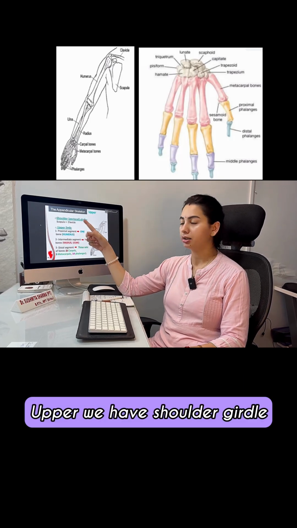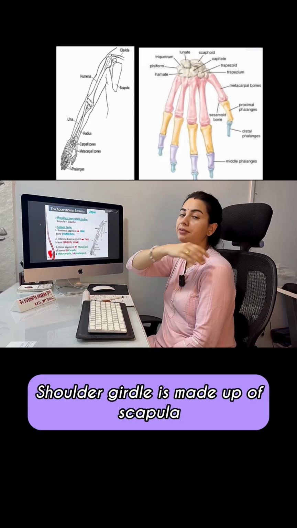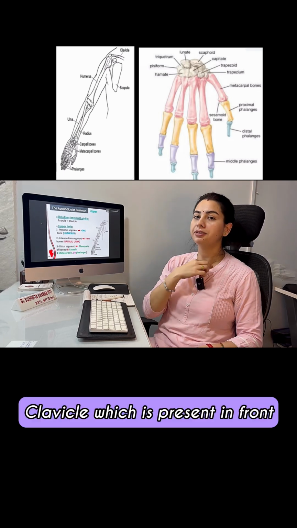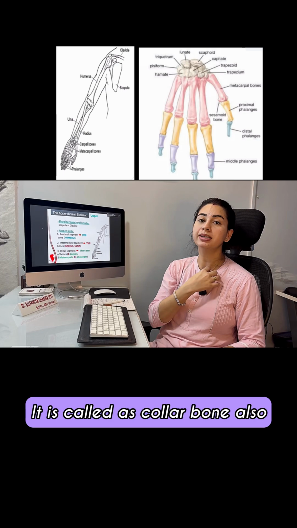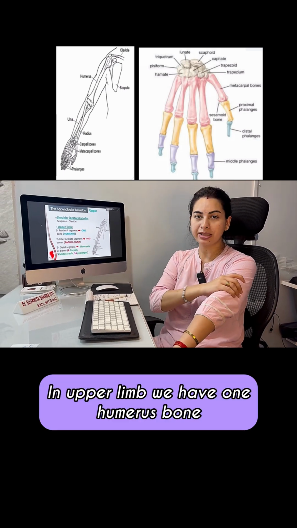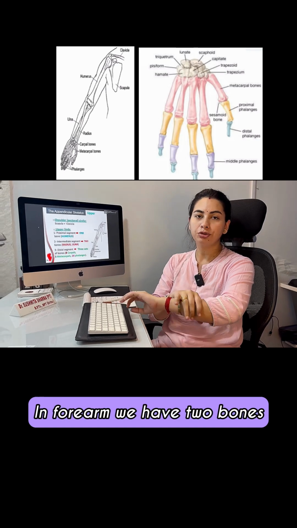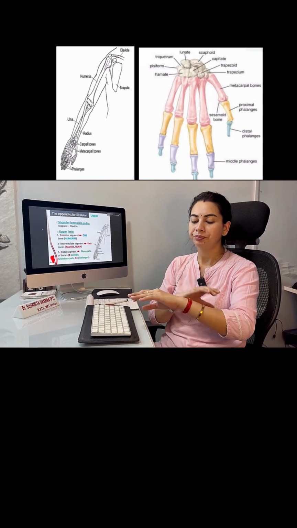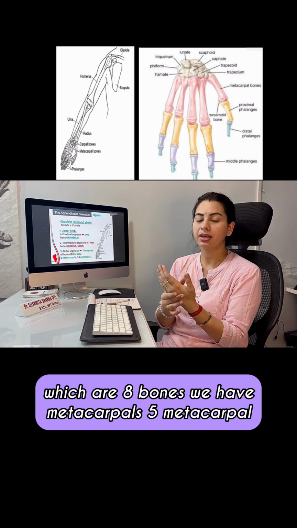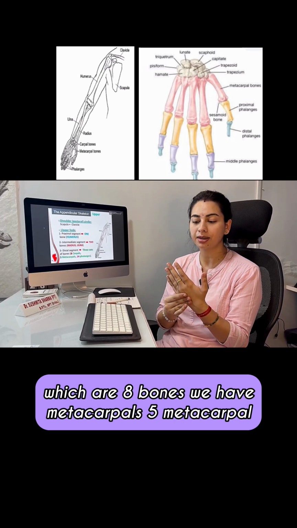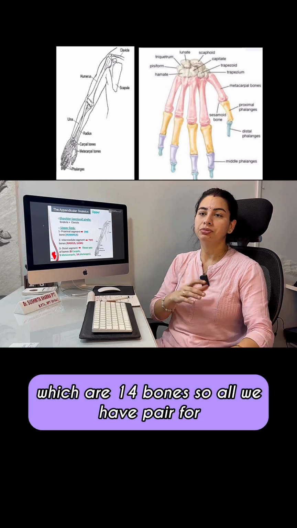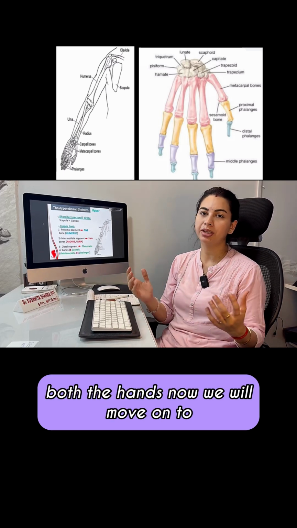In the upper part we have the shoulder girdle. The shoulder girdle is made up of the scapula, which is present at the back, and the clavicle, which is present in front and is also called the collar bone. In the upper limb we have one humerus bone. In the forearm we have two bones, radius and ulna. In the wrist area we have 8 carpal bones. We have 5 metacarpals and the small phalanges, which are 14 bones. All of these are paired for both hands.